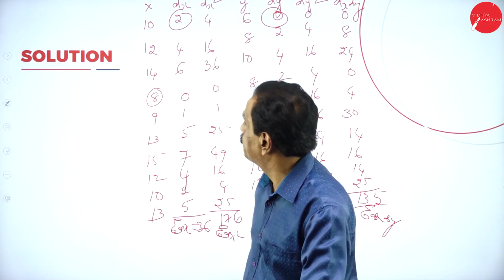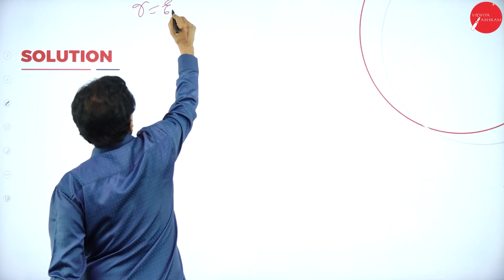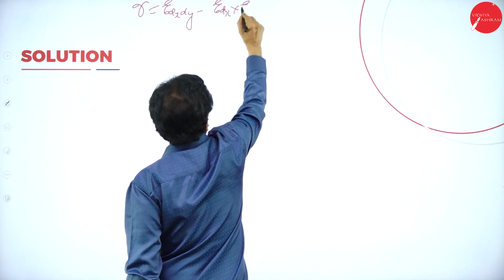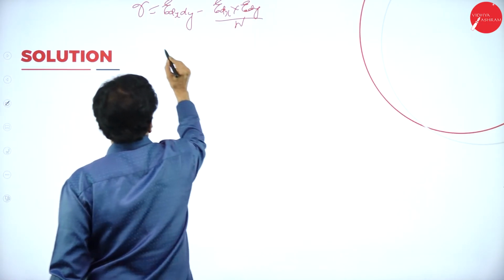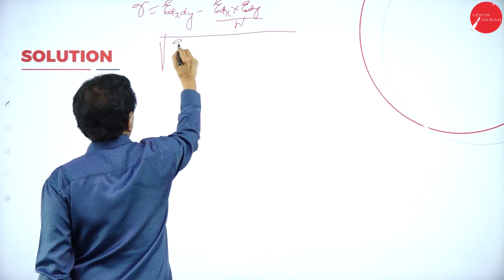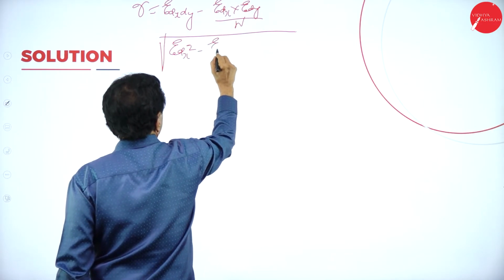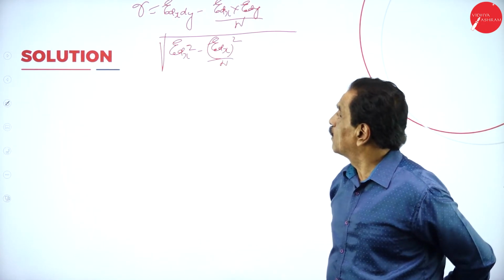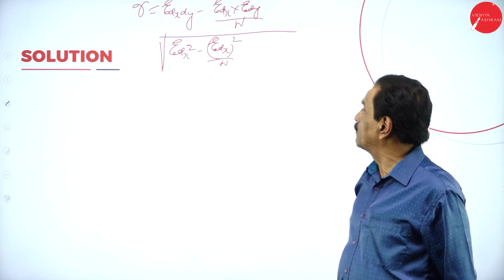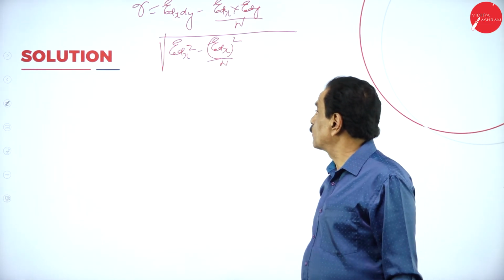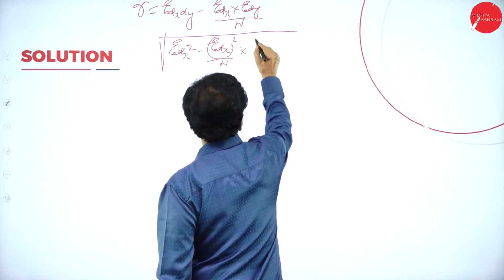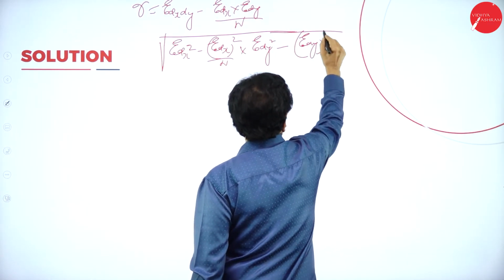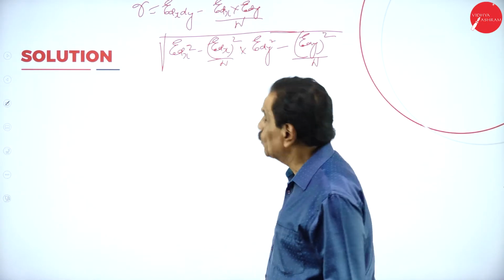Apply the formula. R is equal to sigma dx dy minus sigma dx into sigma dy divided by n, divided by root of sigma dx square minus sigma dx whole square divided by n, into sigma dy square minus sigma dy whole square divided by n. Slowly apply the numbers.